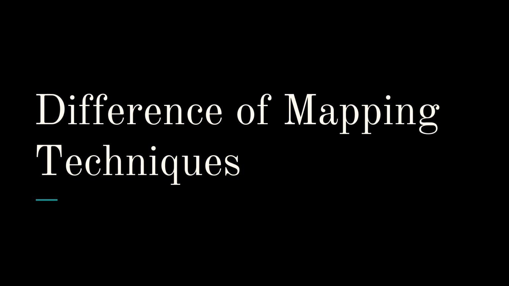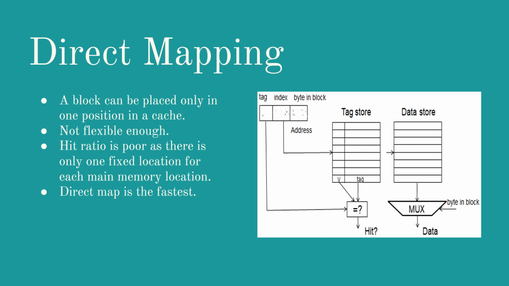Difference of mapping techniques. Direct mapping. A block can be placed only in one position in a cache. Not flexible enough. Hit ratio is poor as there is only one fixed location for each main memory location. Direct map is the fastest.